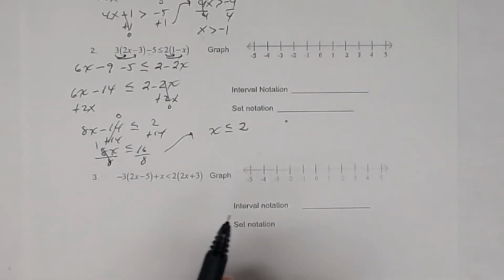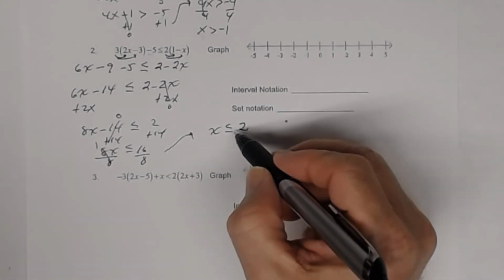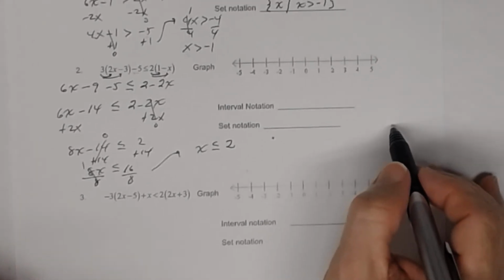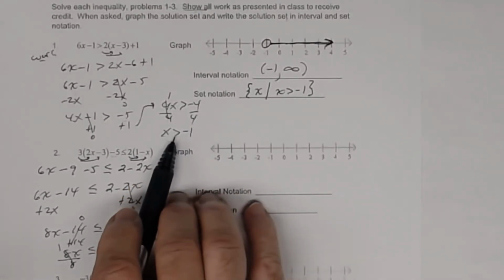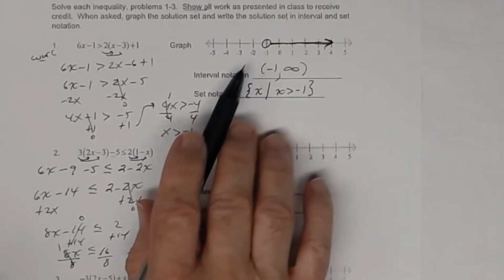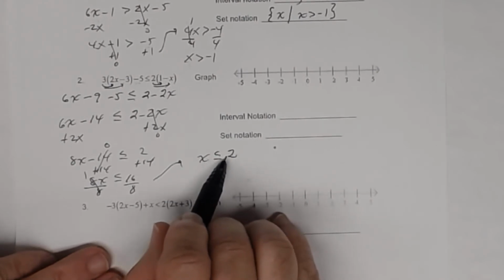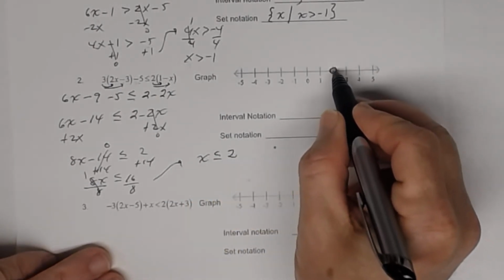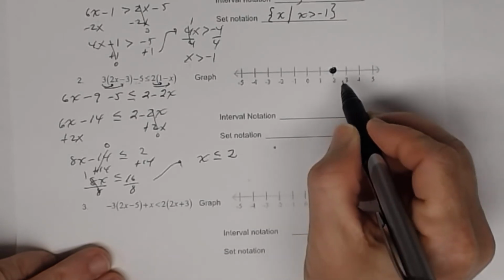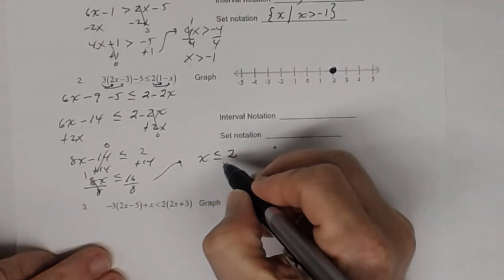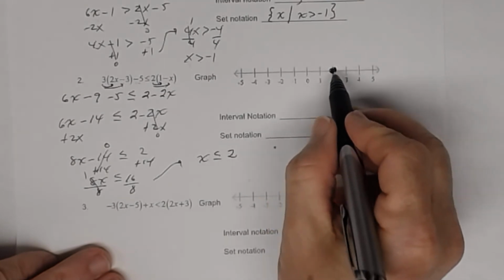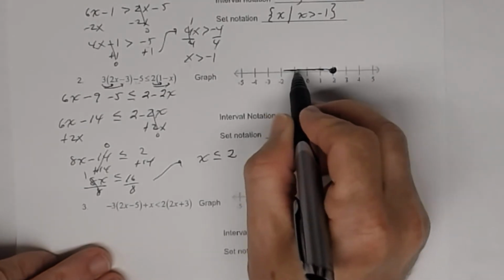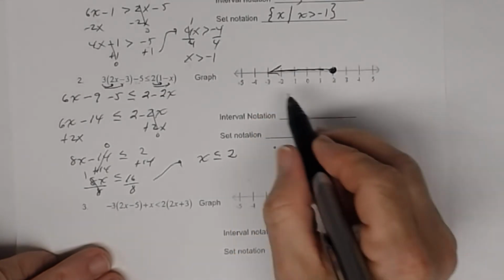Now remember though, whenever you graph this with the equal sign, you're going to put a closed circle. If there's no equal sign, open circle. If there is an equal sign, closed circle. So we need a closed circle at 2. Just like this. Make it look closed. Okay? And you want to graph every real number that's less than that. So you're going to shade in to the left with the arrow.